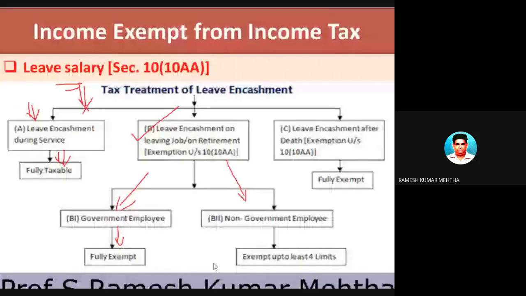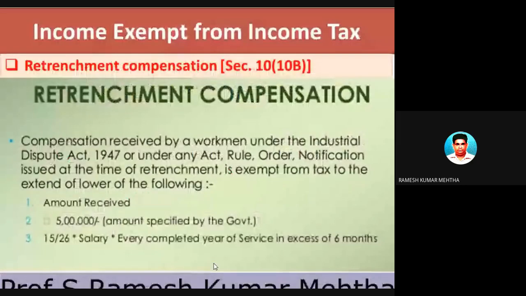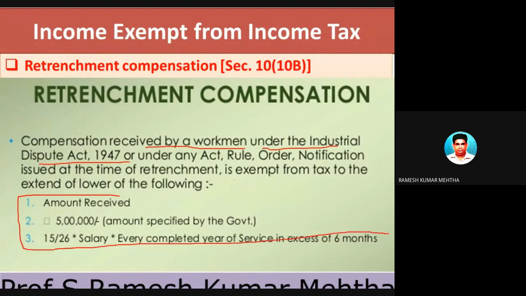Next one, retrenchment compensation. Retrenchment compensation is exempted from tax under section 10. Let's look at some of the rules and provisions. If retrenchment compensation is received by a worker under the Industrial Disputes Act 1947, then the least of the following three is exempted from tax. Number one, the amount received, for example he has received 6 lakh rupees as retrenchment compensation. Number two, 5 lakh rupees as specified by the Central Government.